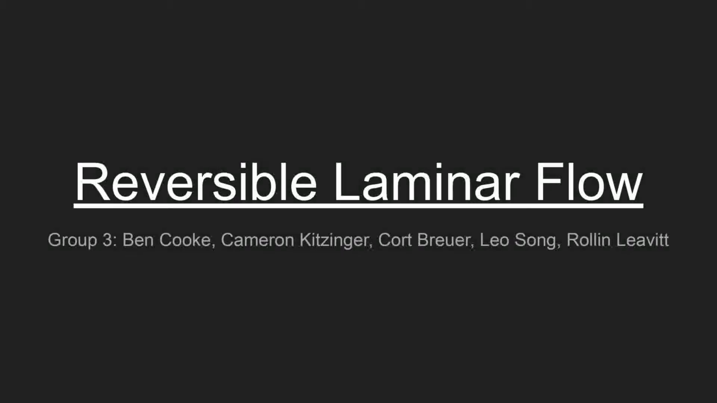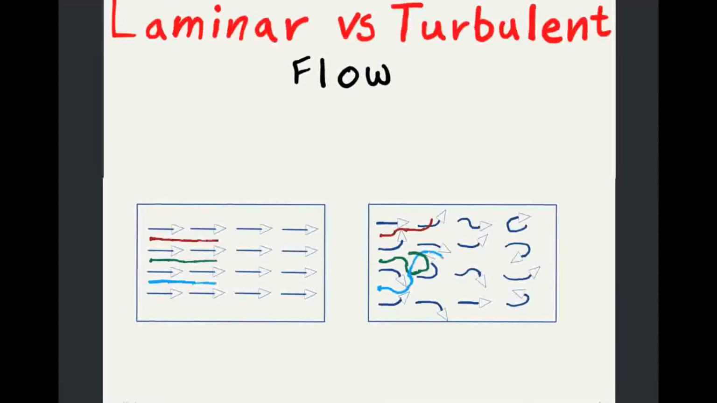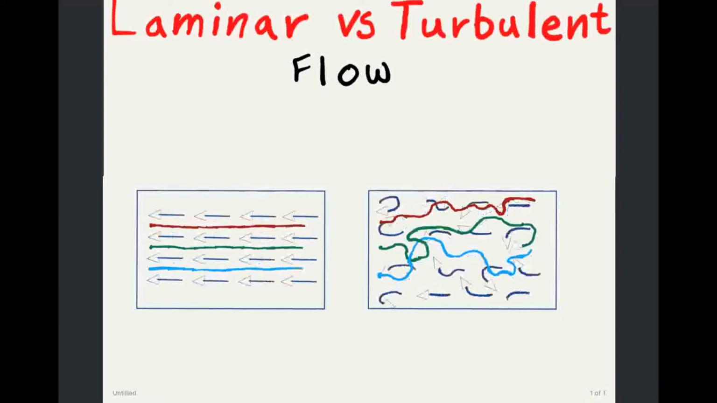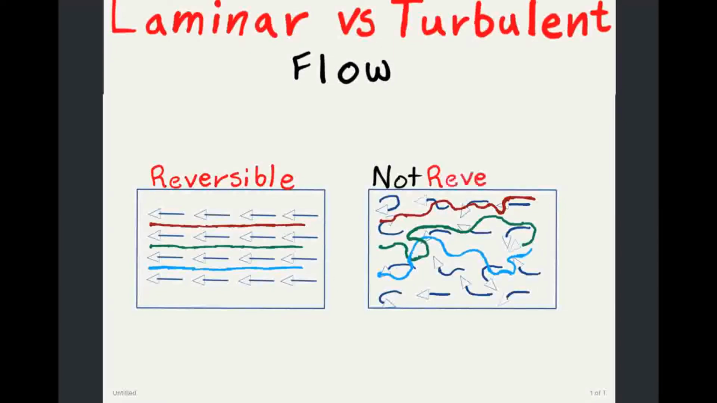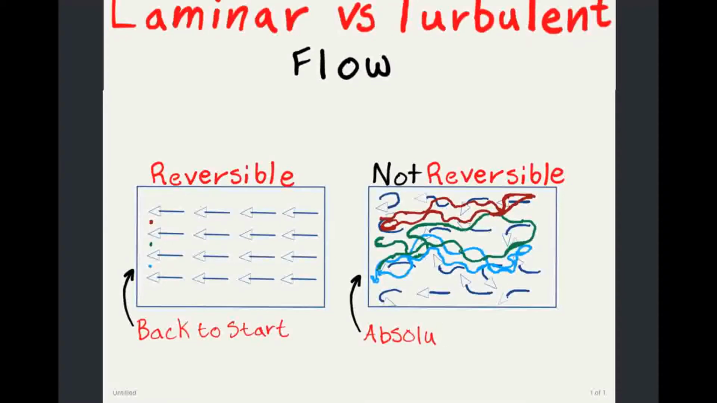In this video, we'll be investigating the mechanics behind a reversible laminar flow. If a fluid moves in smooth sheets and in predictable paths, the flow is described as laminar. If the flow causes the fluid to move unpredictably, producing vortices and crossing paths, we call this turbulence.